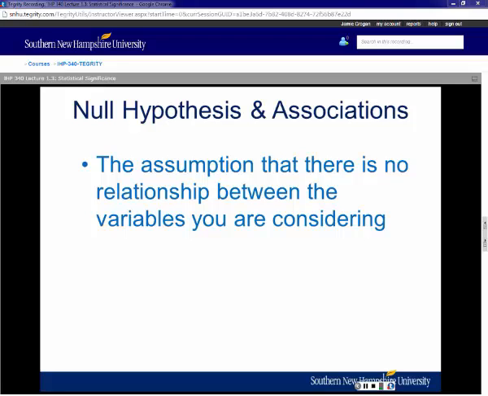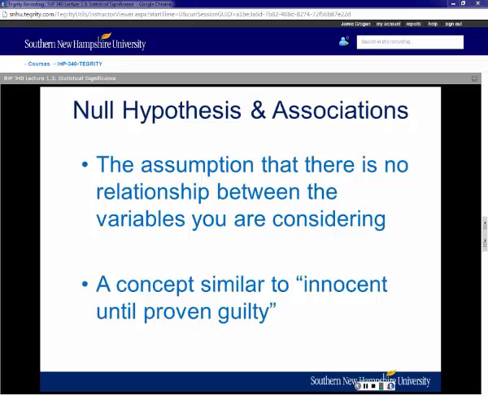So this is very similar to our legal system, where someone is innocent until they are proven guilty. You assume they're innocent until you gather up enough evidence to prove otherwise. In statistics, it's very much the same. You assume that there's nothing going on until you gather up enough evidence to suggest otherwise. So often people will talk about the null hypothesis. Based on my results, I either accept the null hypothesis or I reject it.